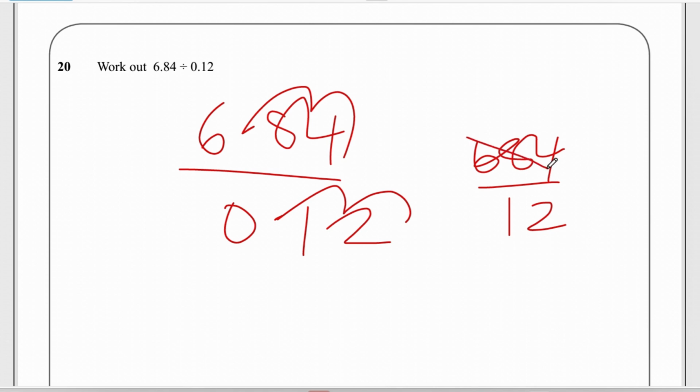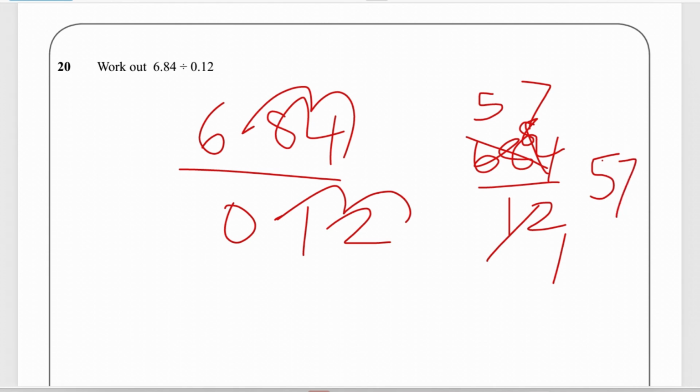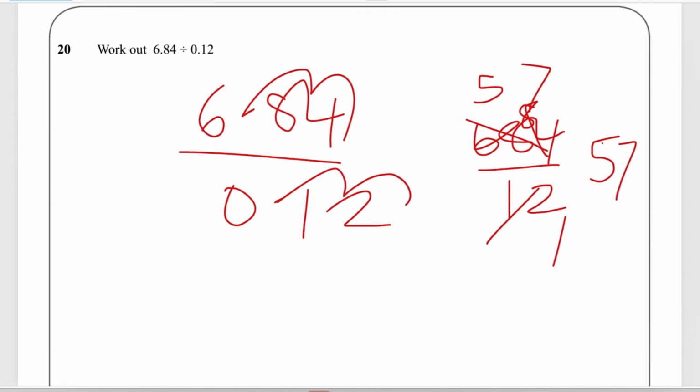So 12 in 68 has to be 5, because 12 times 5 is 60. Then you got a remainder of 8. 12 in 84 is 7. And the answer, 12 in 12, of course, is 1. Okay, 57 over 1, and that is 57. So that's the answer. All right, we proceed quickly.